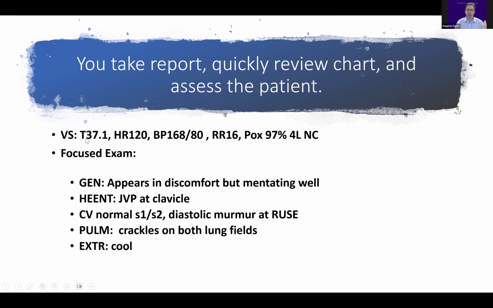So this is somebody with concerning vital signs, right? They have hypoxemia, they're tachycardic. Okay. Hypertension is not always a reassuring sign. Okay. They're in discomfort. JVP is a little elevated. They have a diastolic murmur at the right upper sternal area. Okay. They have crackles in both lung fields and their extremities are cool.